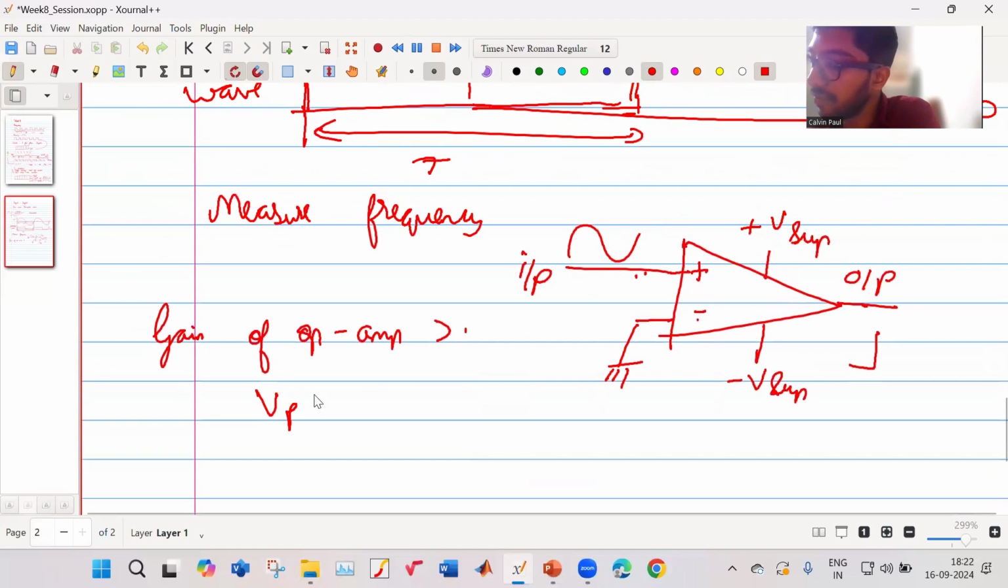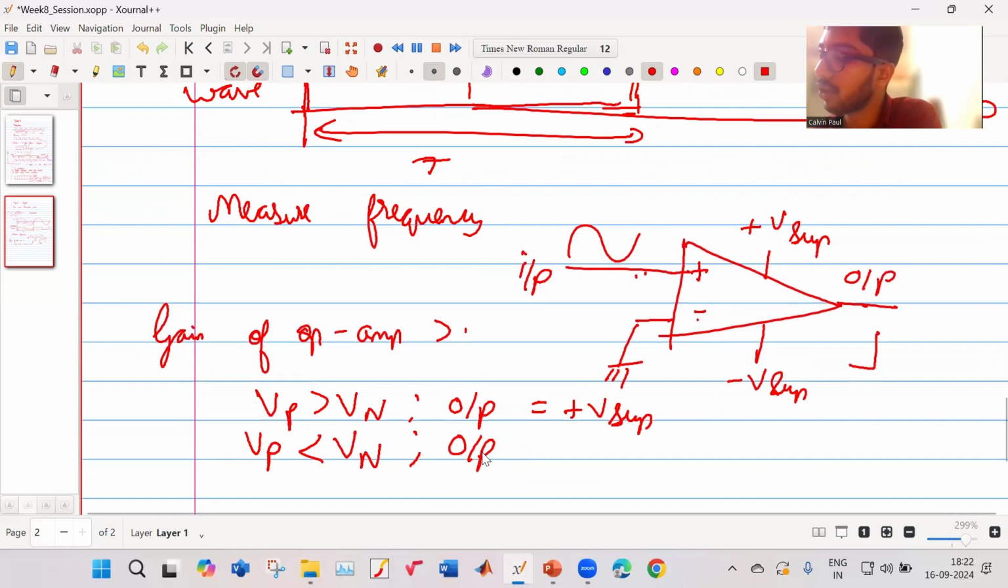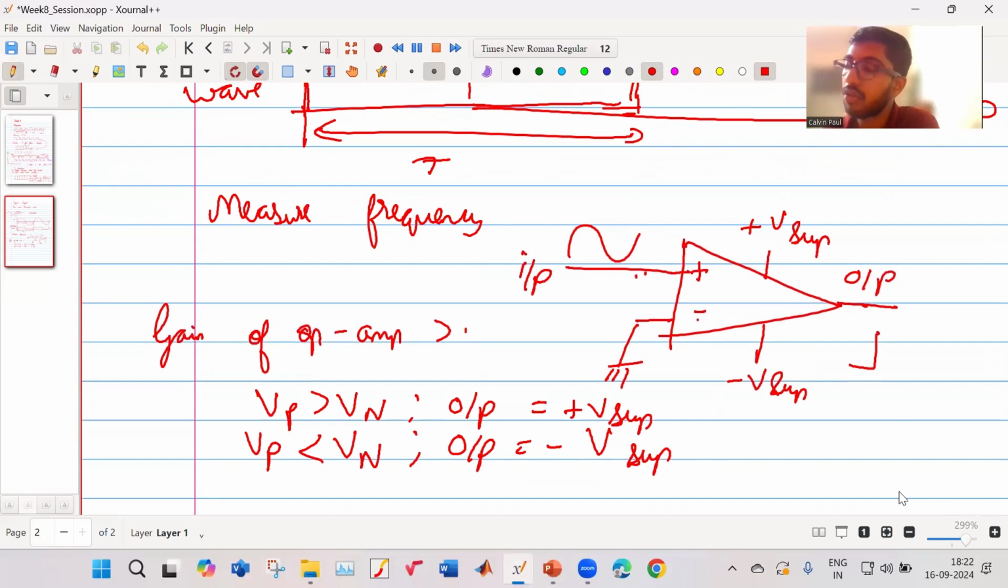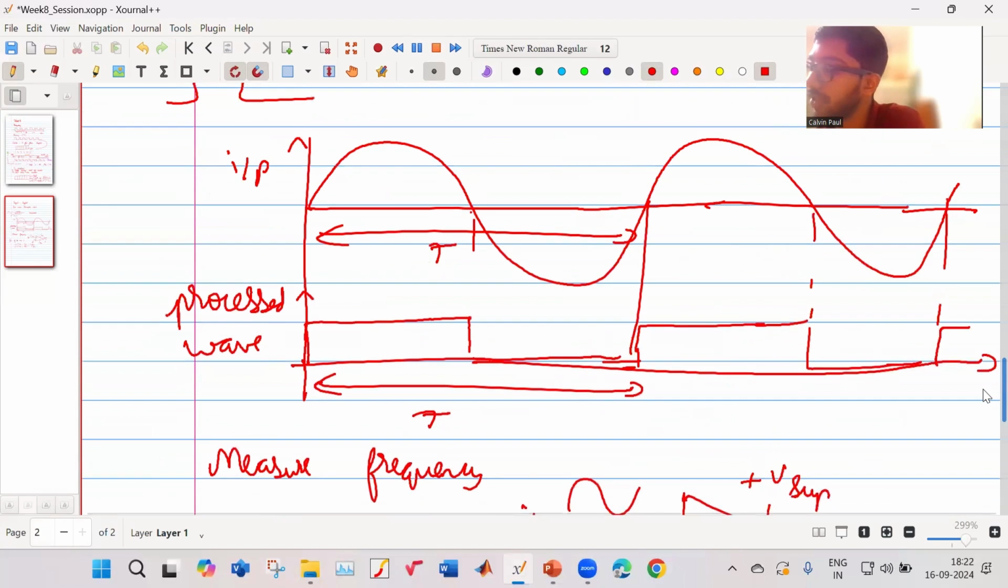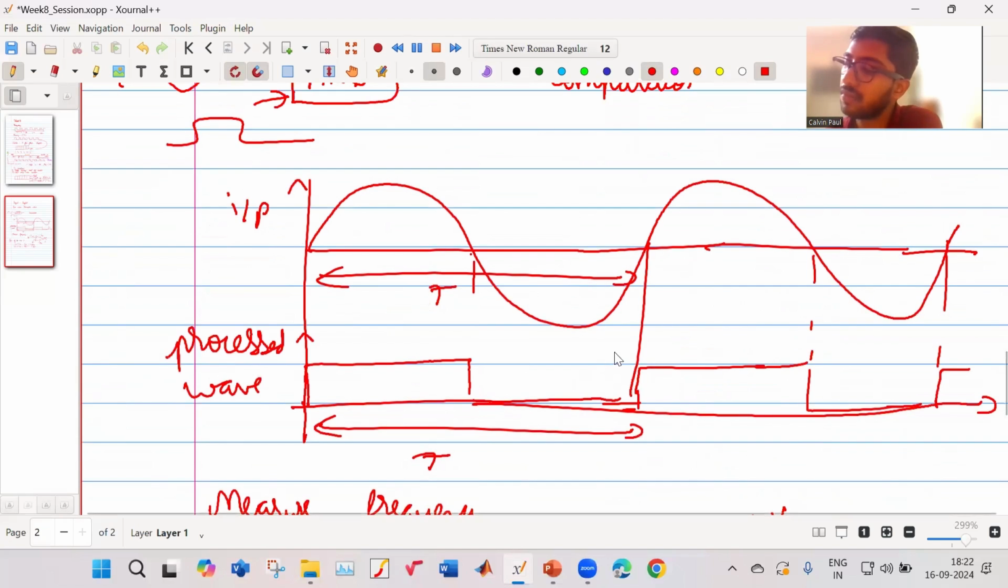So that is why whenever Vp is greater than Vn, the output will go to plus V supply. And whenever your Vp is less than Vn, your output will be equal to minus V supply. Okay, so this is like a comparator, and we are working. There is no problem, there is no issue. We are able to get the same frequency at the output.